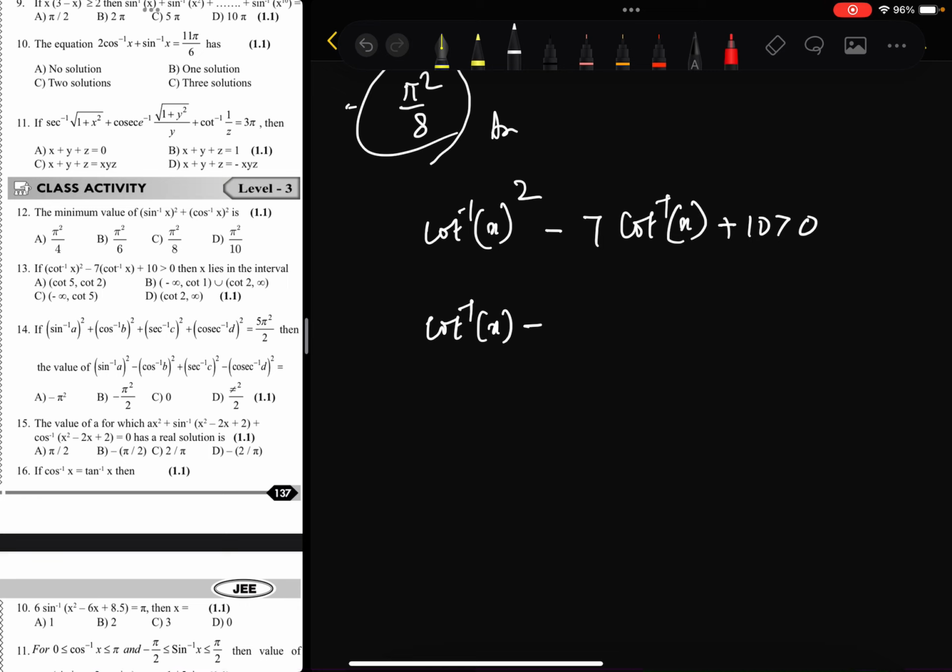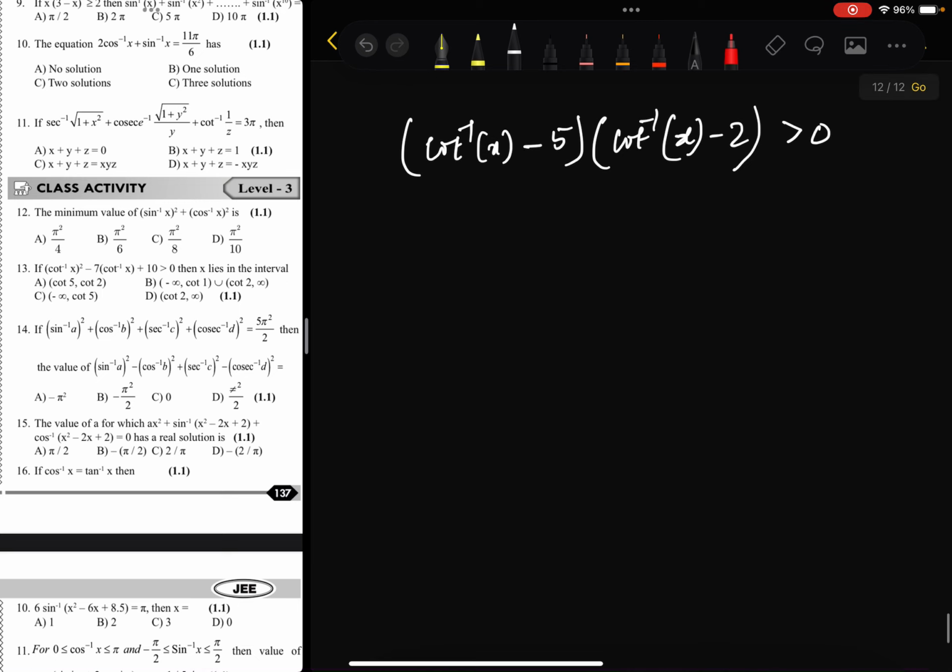That means 5 twos are 10, 5 plus 2 is 7. So (cot inverse x minus 5) into (cot inverse x minus 2) greater than 0. Right? So here there are two factors, so we have to consider some cases here.